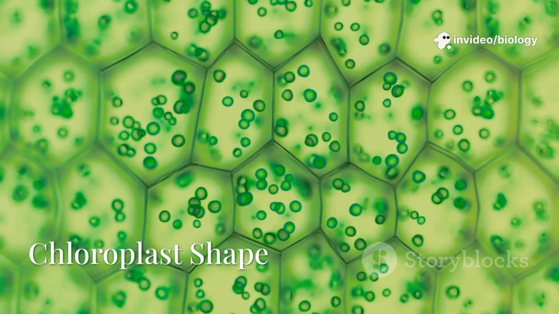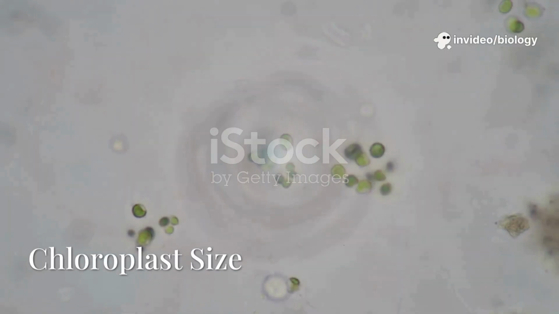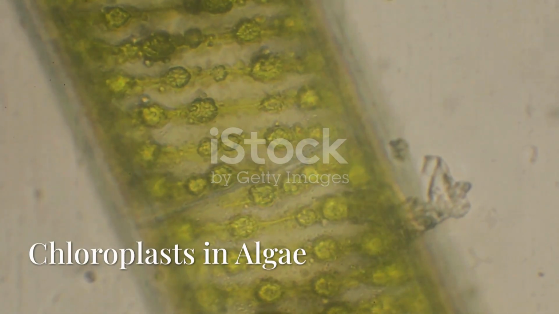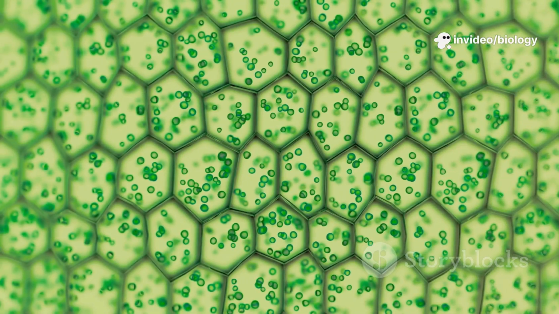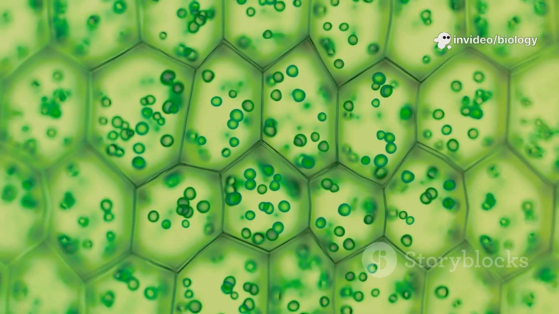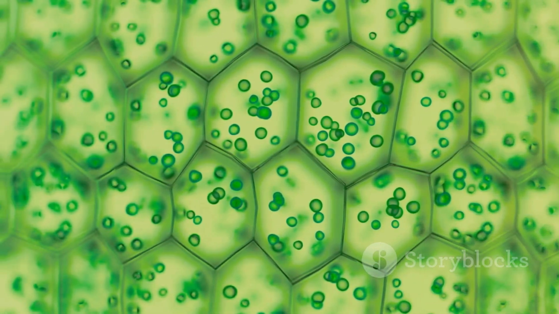In higher plants, chloroplasts are typically lens-shaped, biconvex or planoconvex, measuring 5 to 10 micrometers long and 2 to 4 micrometers wide. Their shape can vary in algae, appearing as net-like or band-shaped. Types of plastids, of which chloroplasts are one. While the term chloroplast specifically refers to the chlorophyll-containing plastids involved in photosynthesis, it's important to understand that chloroplasts are part of a larger family of organelles called plastids. All plastids originate from undifferentiated structures called proplastids.